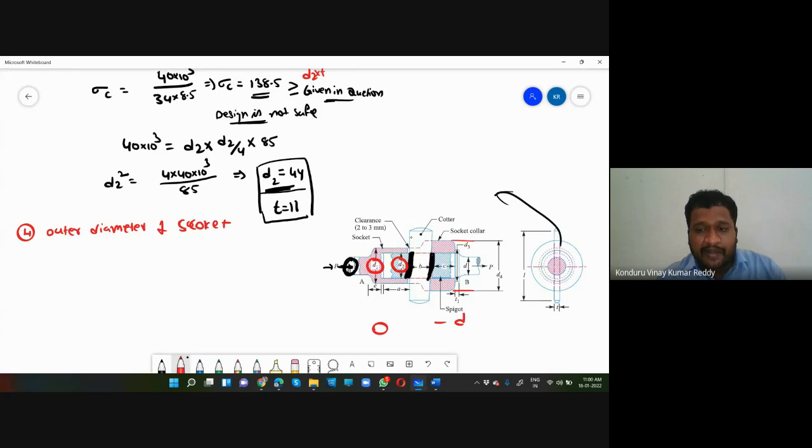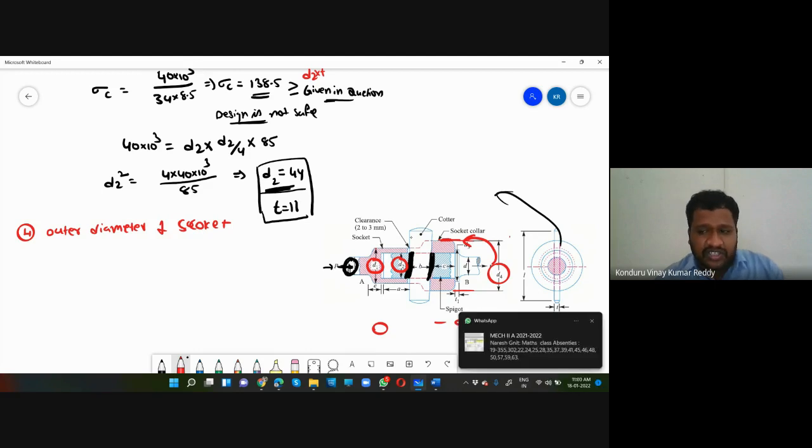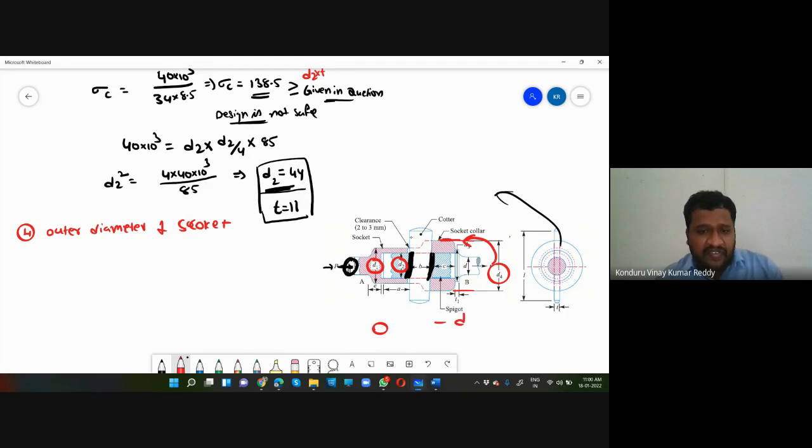This is the small end. Also, if you consider over here, this D4 also comes under the socket only. Okay, we will discuss this end later. Let us discuss D1 and D2 now. If you see the figure, it will be something like this.